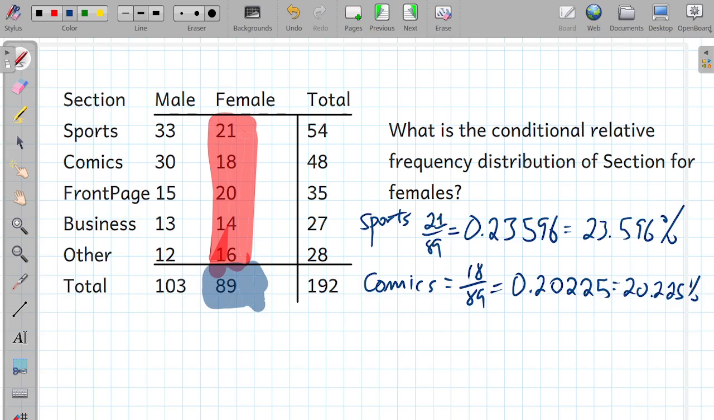Some of the things we could say here is almost half of the female readership reads sports and comics, because if I was to add this and this, I'm at essentially almost 44%. Let's take a look at, and you may get a question like that too. They may say, well, what percentage of female readership look at, say, comics and the front page? Well, we already had done comics, so what is front page? Let's do the front page. We can answer that question. So here is 20 over 89, so that's got to be pretty close to this one. 20 divided by 89 is 0.22472.